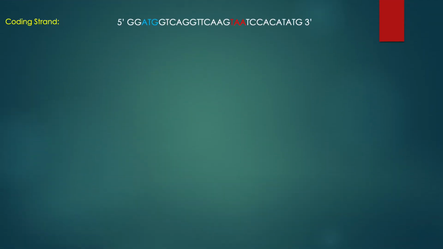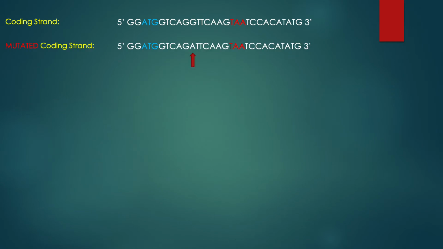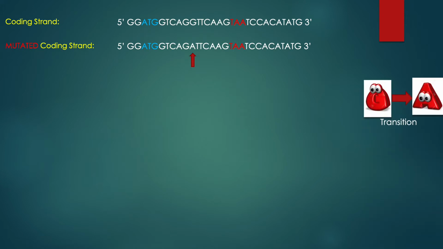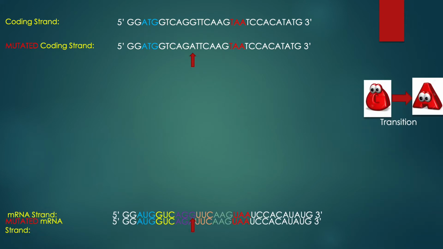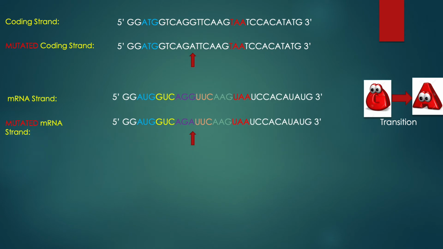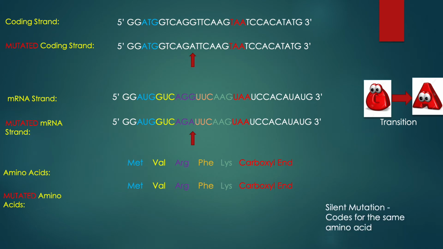Here is the original DNA coding strand. Here is the mutated DNA coding strand with the mutation being pointed at. Because a purine was changed to a purine, this is a transition. Here are the original and mutated mRNA strands after transcription, and here are the original and mutated amino acids after translation. Because the mutated codon ended up coding for the same amino acid, this is a silent mutation.